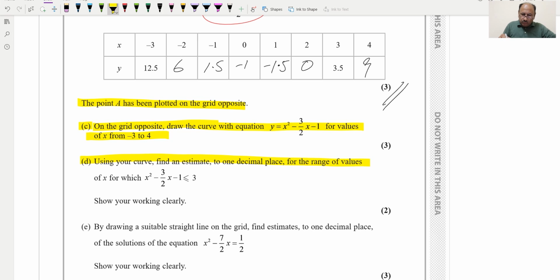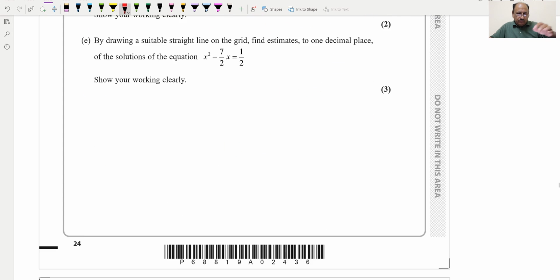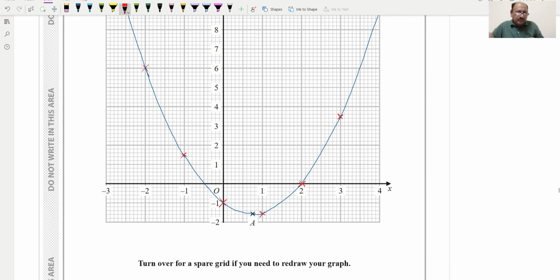Find an estimate to one decimal place for the range of values for x, which is this one. So y is less than or equal to 3. If we compare this portion, this is same as this one. So this is our y. We can write y is less than or equal to 3. Less than or equal to 3 portion we will be identifying. Less than or equal to 3 portion is which one?